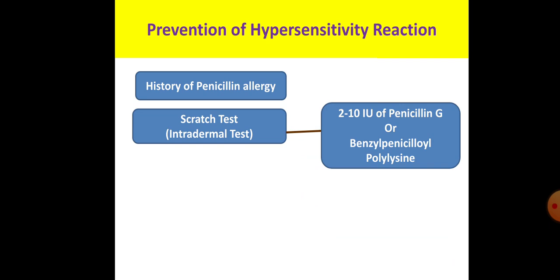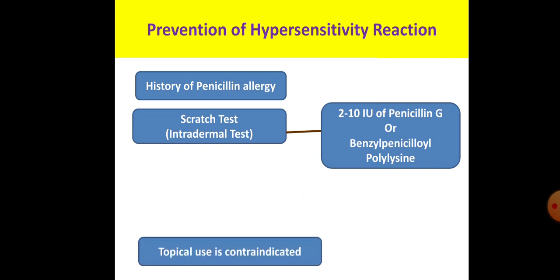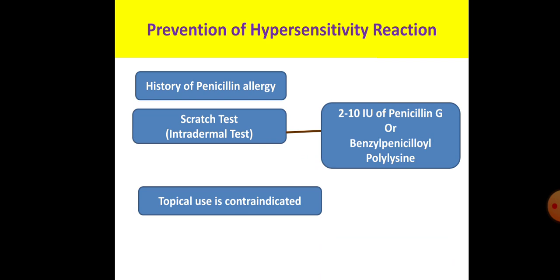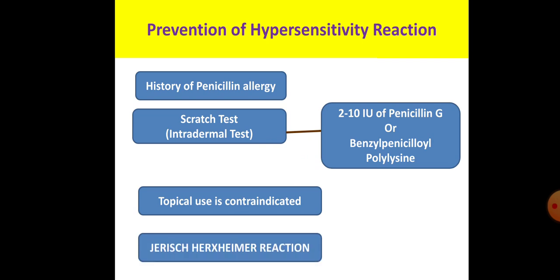But many times what happens is that if the person is so sensitive to penicillin G, even if you are giving this test dose, the patient again develops anaphylactic shock. To prevent this we can give another penicillin which is not antigenic, and that is benzyl penicilloyl polylysine. And because of this hypersensitivity reaction, even though penicillin G is effective topically, its topical use is absolutely contraindicated.